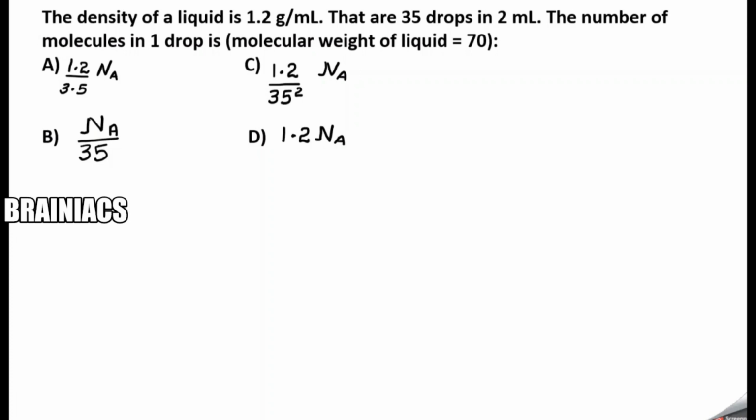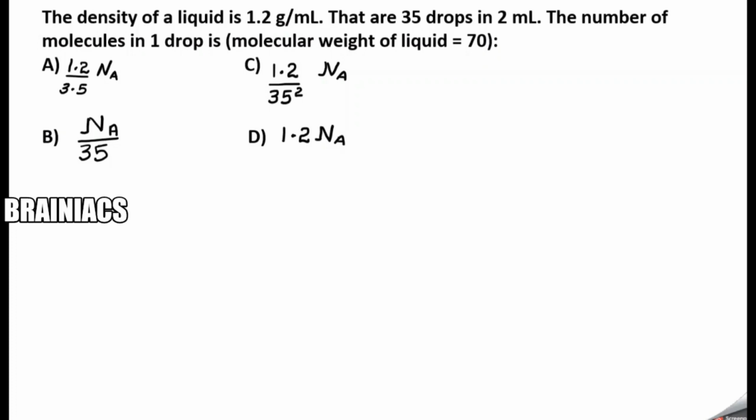There is a good question in front of you. Just to read the question: the density of a liquid is 1.2 gram per ml. There are 35 drops in 2 ml. The number of molecules in one drop is. This is the question. I hope you understood the question. So we'll try to see it line by line.